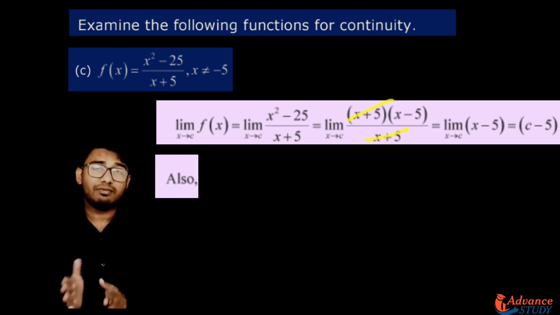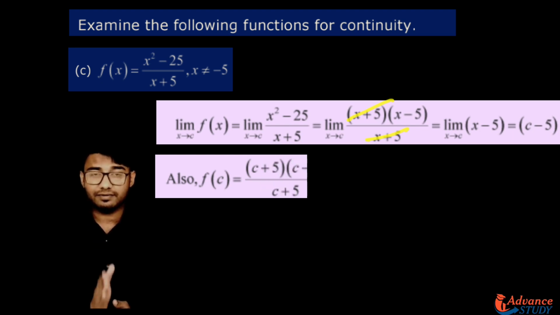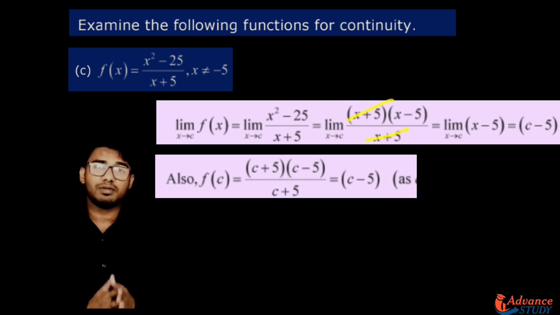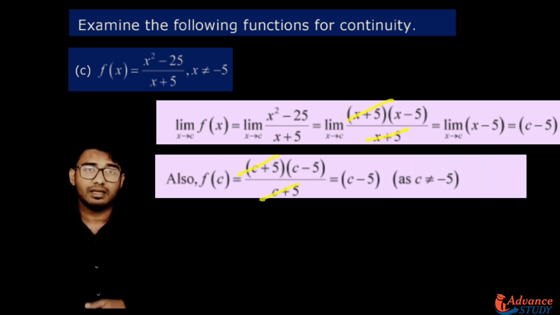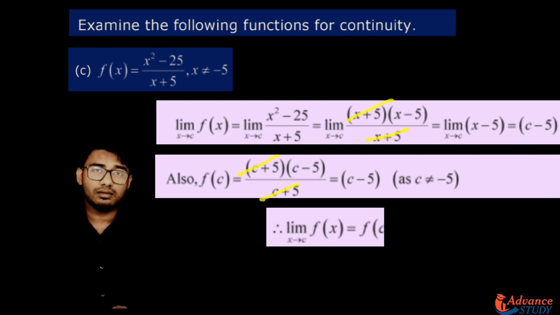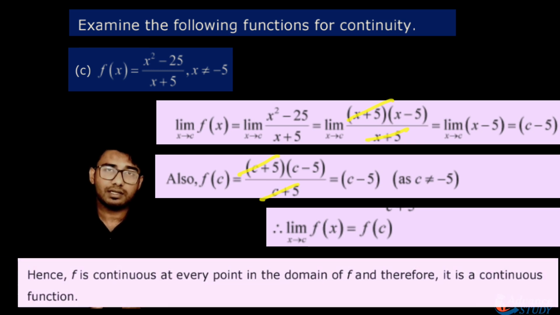Also, when we have the function f(c), it will become c square minus 25 upon c plus 5, that is c minus 5 upon c plus 5 after factoring. When c plus 5 is cancelled by c plus 5, the answer will become c minus 5, which is always equal. The limit as x tends to c of f(x) and the function value f(c) are both equal, so it will be concluded that the function is continuous.